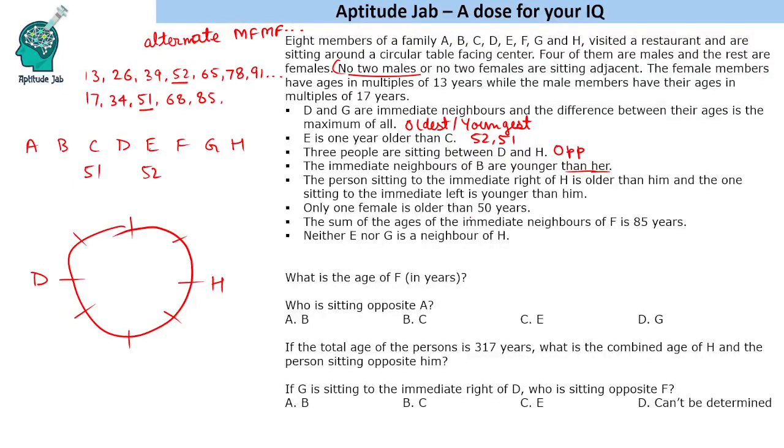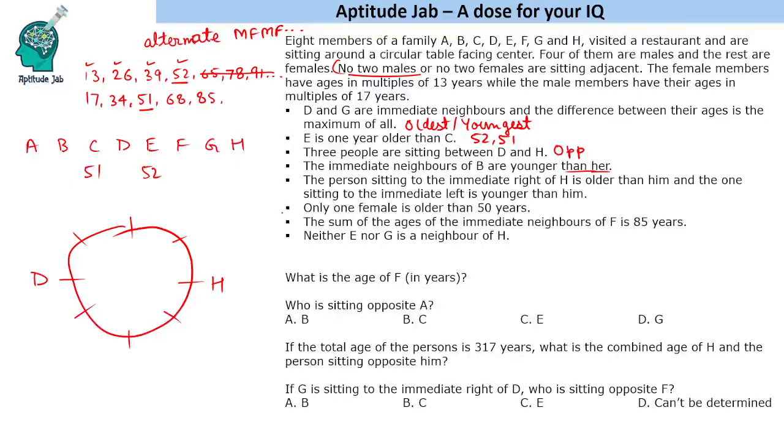Only one female is older than 50 years. Now this is a very valuable information. Only one female is older than 50 years. That means three females are less than 50 years. So this means that the ages of the females are 13, 26, 39 and the fourth one we know is 52. So these are the four ages of the four females.